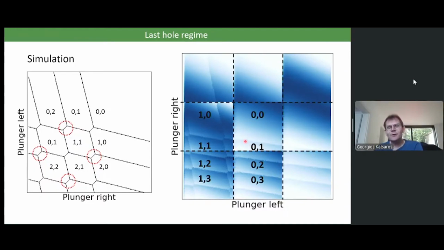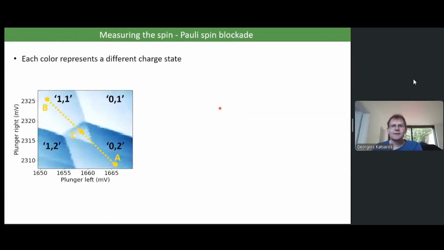And practically, how do you know that you are in the last hole regime? You stop at some point seeing transitions which would correspond to tunneling between the 2 dots, or between the dots and the leads. And then comes the idea, which was developed in the group of Seigo Tarucha by now many years ago. How will you read out a single spin? A single spin has a very small magnetic moment. It's very difficult to observe it. So the community does so-called Pauli spin blockade readout.